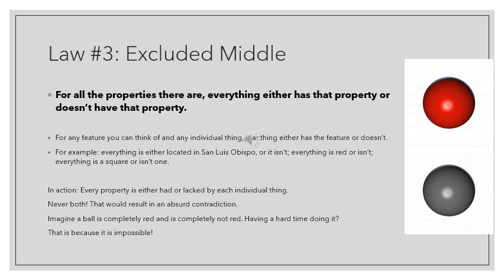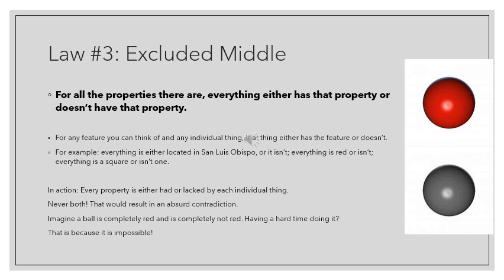Well, for every possible property you can think of, every individual thing that there is, according to the law of excluded middle, either has that property or it doesn't have that property, right? So take the property of being located in San Luis Obispo. Everything in the entire world is either located in San Luis Obispo or it isn't, right? It seems pretty straightforward. Similarly, everything in the world is either red or it isn't. Finally, everything in the world is either square or it isn't, right?